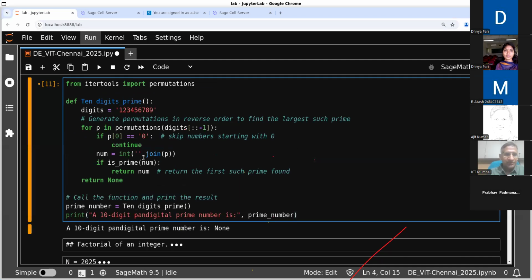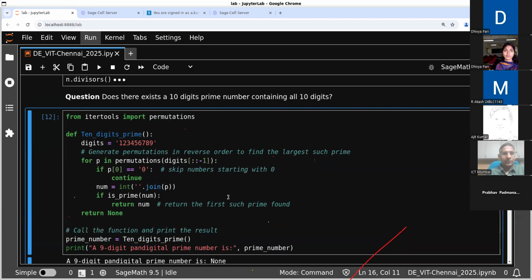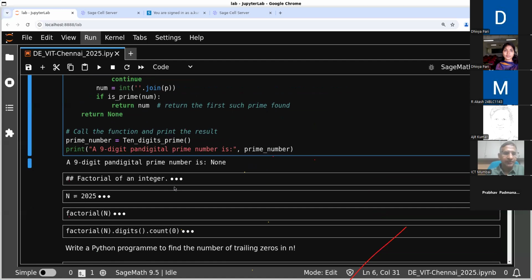Then let us see what it is going to give. I have excluded 0. This also, there is no prime of 9 digits. Of course, here we are taking the number's digits with colon colon minus 1. It means that we are writing in reverse order. First we are starting with 9, 8, 7, down to 1, and that is what we already saw. It is not a prime.